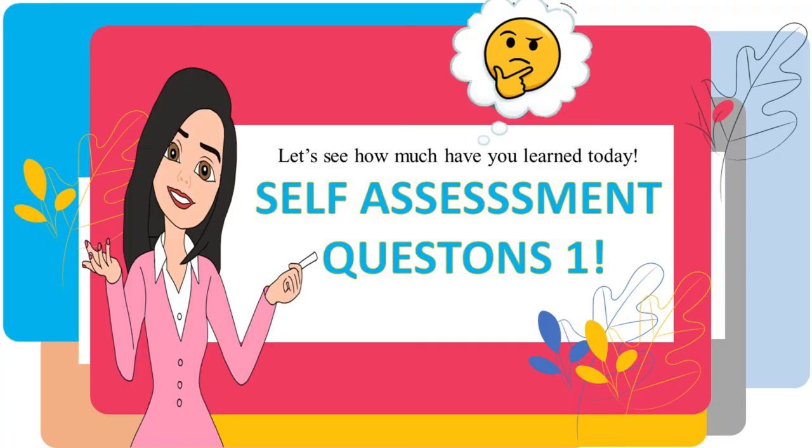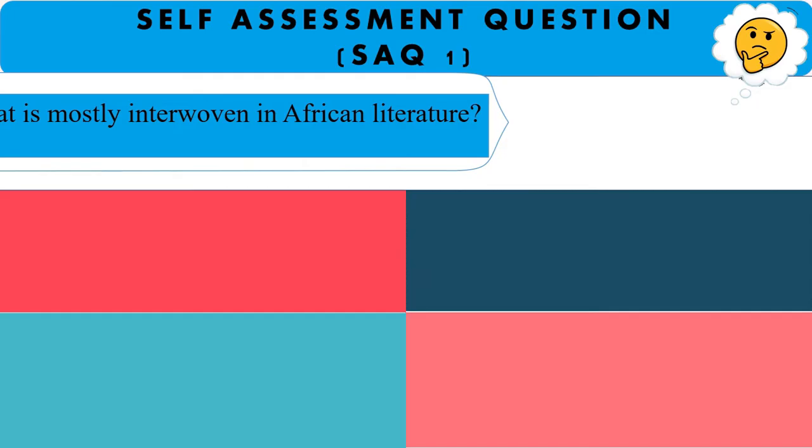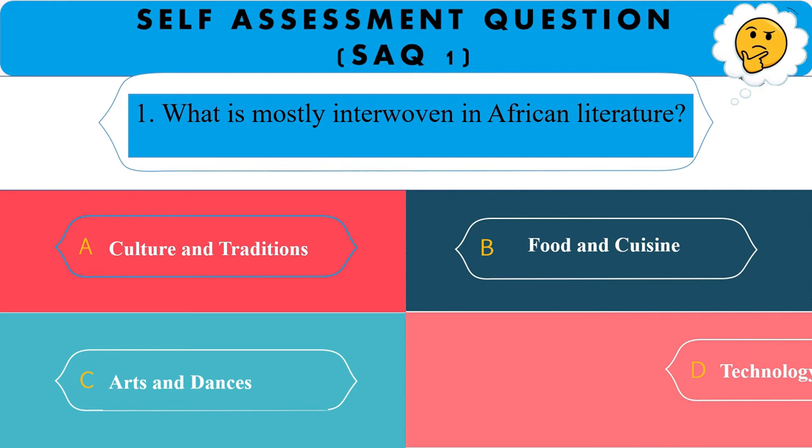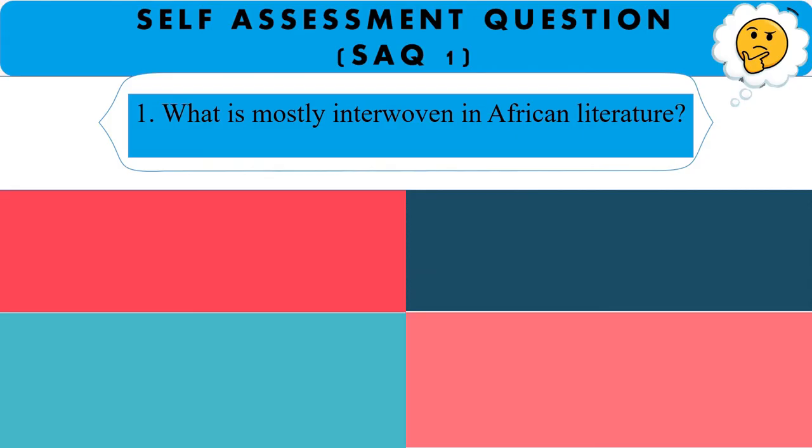Let us start. Number one, what is mostly interwoven in African literature? A, culture and traditions. B, food and cuisine. C, arts and dances. D, technology. What do you think is the correct answer? The correct answer is letter A, culture and traditions.